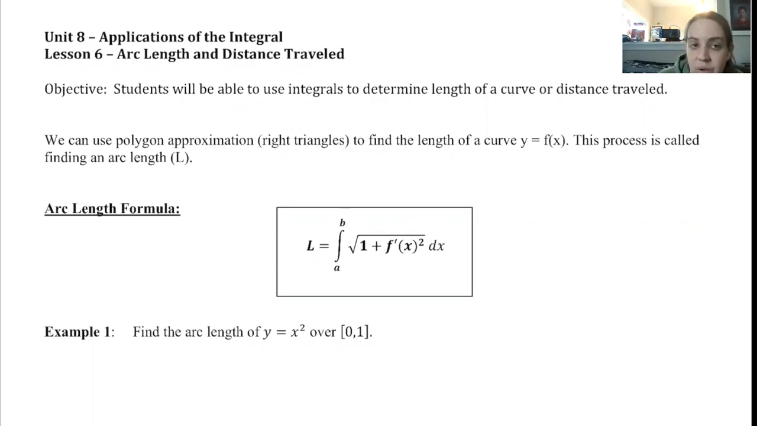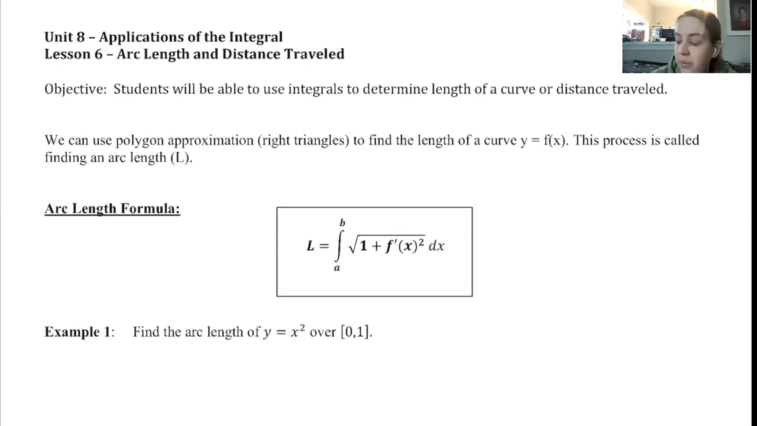So instead, we're going to look at arc length and distance traveled. These are BC topics, not AB topics. Students will be able to use integrals to determine the length of a curve or distance traveled. We can use the polygon approximation, right triangles, to find the length of the curve y equals f of x. This process is called finding an arc length. So here's your arc length formula.